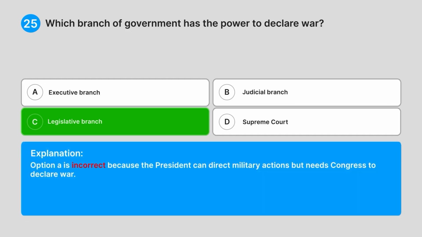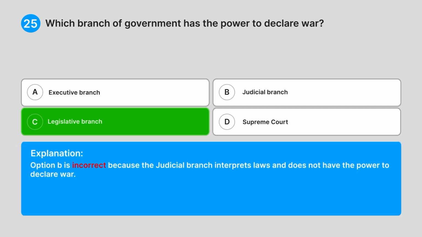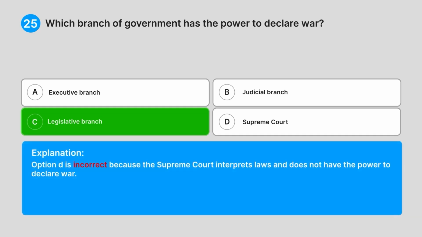Option A is incorrect because the president can direct military actions, but needs Congress to declare war. Option B is incorrect because the judicial branch interprets laws and does not have the power to declare war. Option D is incorrect because the Supreme Court interprets laws and does not have the power to declare war.